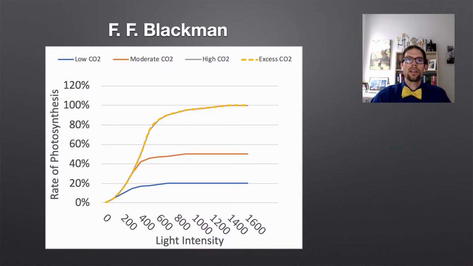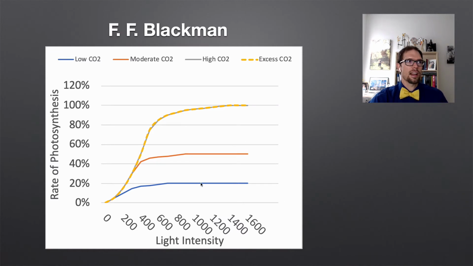All right, so this is the experiment by F.F. Blackman. He was looking at how carbon dioxide and light intensity could affect the rate of photosynthesis. If we look at the x-axis, we can see that it is light intensity, and the y-axis is the rate of photosynthesis. He looked at several conditions.